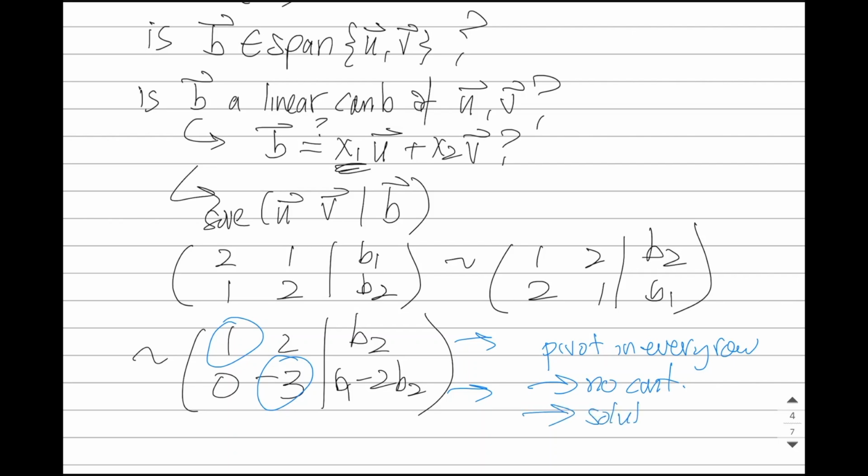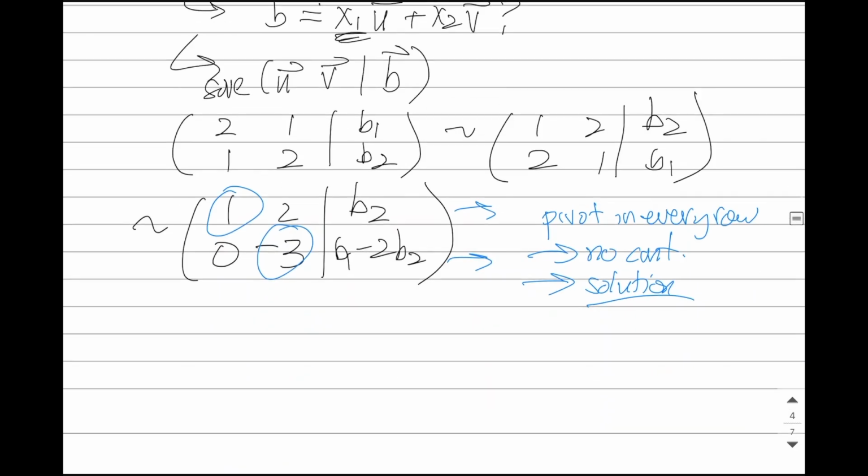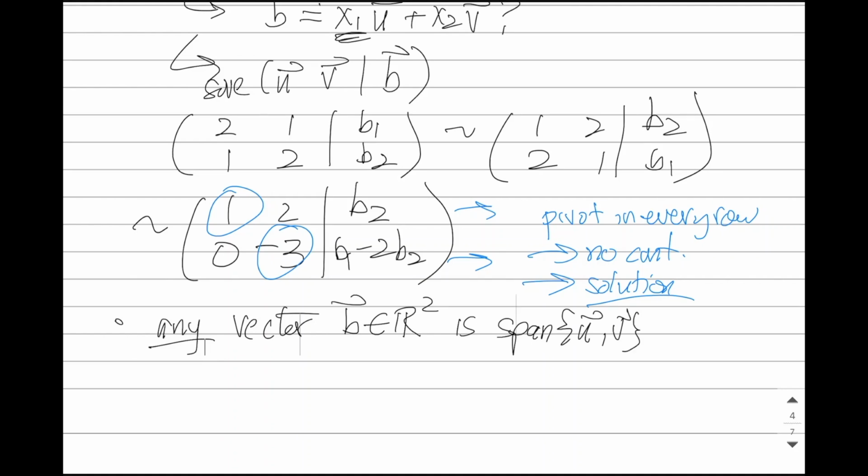I asked, could I take an arbitrary vector and write it in terms of those two components? And the answer was yes. Any vector B in R2 is in the span of these two. Now, geometrically, we know that two vectors that are, in air quotes, different enough span a plane. And in this case, because any vector in R2 is in that span, we are going to say that the span of these two vectors is in fact all of R2.